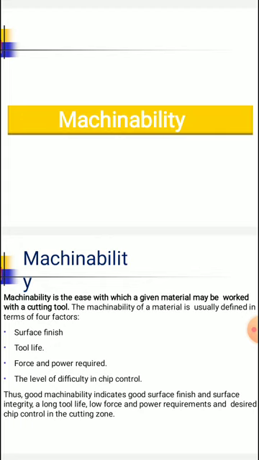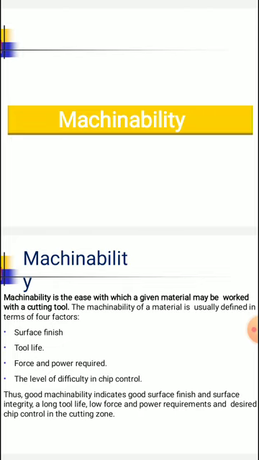So, before starting with the different processes, first we will have to understand the basic concept of machinability, or what the different factors are that are responsible and necessary to take into consideration while doing the different processes over a material to achieve the final product. So we will start with the concept that is nothing but machinability.